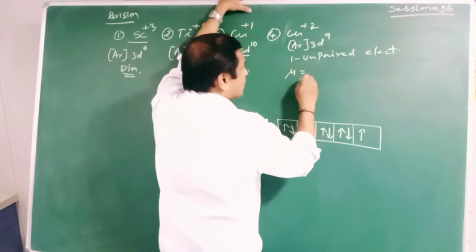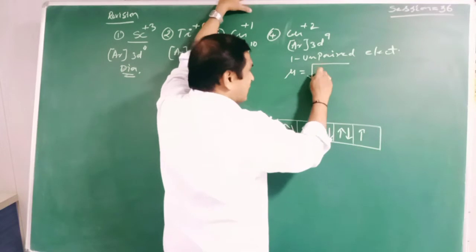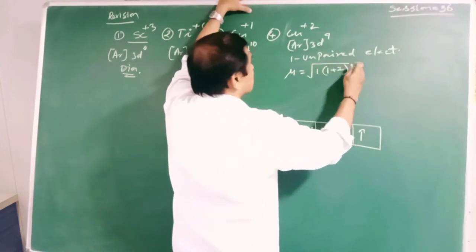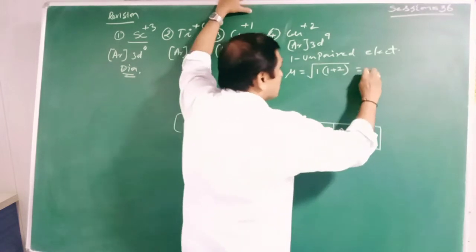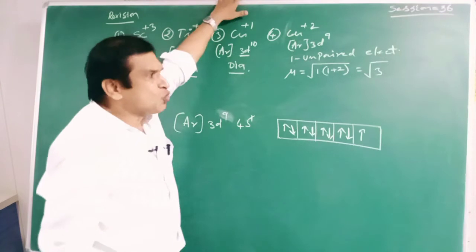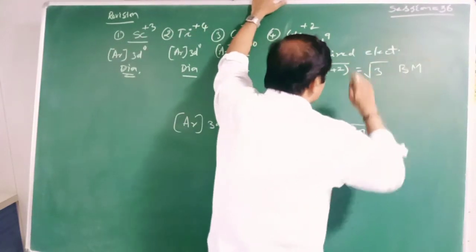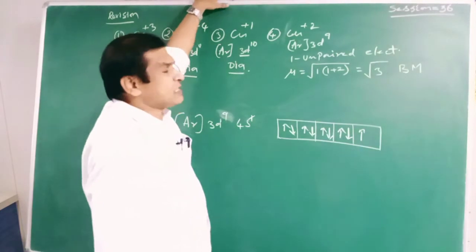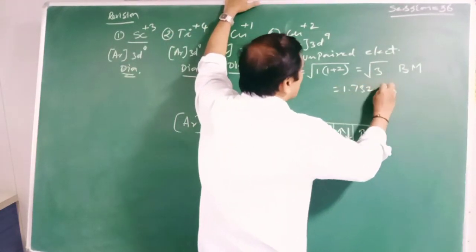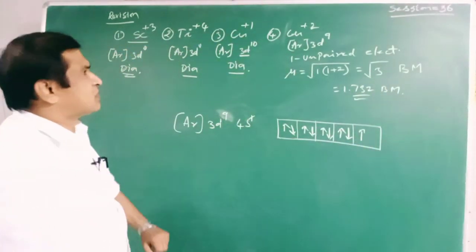Magnetic moment is equal to the square root of n into n plus 2. That is 1 into 1 plus 2. 1 plus 2 is equal to root 3, isn't it? Root 3 Bohr magneton units. So that is 1.732 Bohr magneton units.